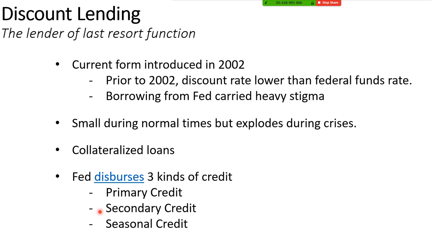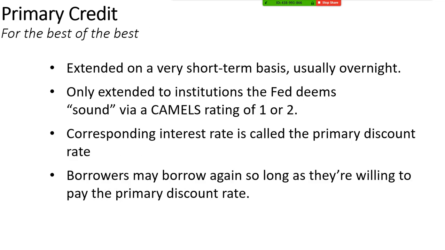So primary credit is reserved for the most sound of banks, and it's typically dispersed on a really short term, usually overnight basis. In order to determine the soundness of a bank, the Fed's bank supervisors rely on what's called the CAMELS rating system. And every letter in the word CAMELS stands for one of the categories that rating system uses to determine the bank's strength.